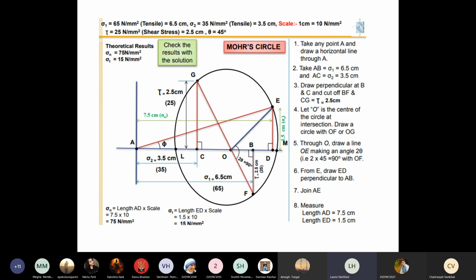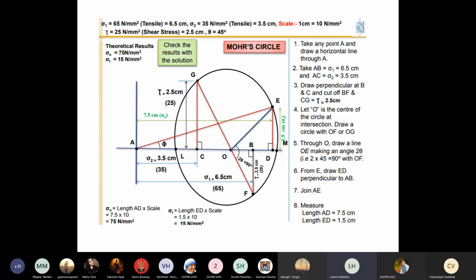Okay, fine. So you need to measure. If you remember today's class, I had marked the point with the help of red ink. If you measure the distance from A to M, M is the end point of that circle. So A to M indicates the major principal stress. And what about minor principal stress? A to L, very correct. A to L indicates the minor principal stress, sigma 1 and sigma 2, major, minor, right?